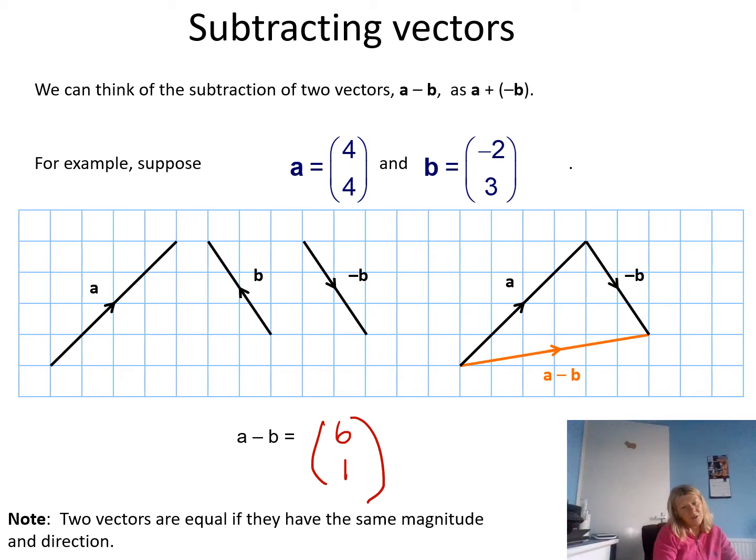So two vectors, just to note, are equal if they have the same magnitude and direction. So it doesn't matter that we've got vector a here and vector a there. They are doing exactly the same thing. If I was to move that across, it would just go over the same thing, and that is minus b, and that's minus b. So it doesn't matter if you draw them elsewhere, as long as they're doing 4 along, 4 up, it's still going to be a vector a.